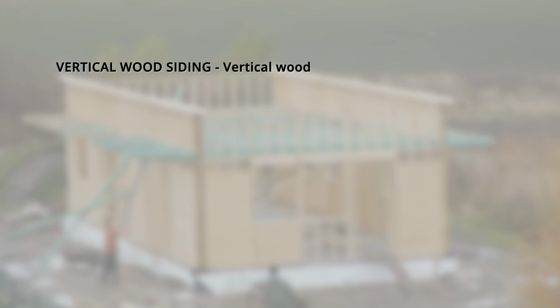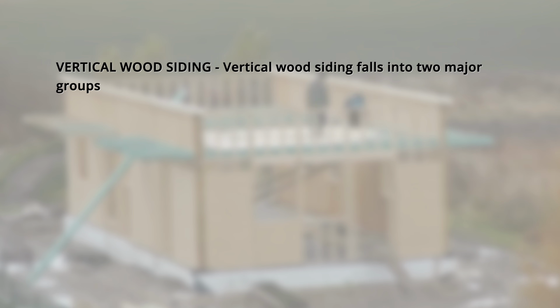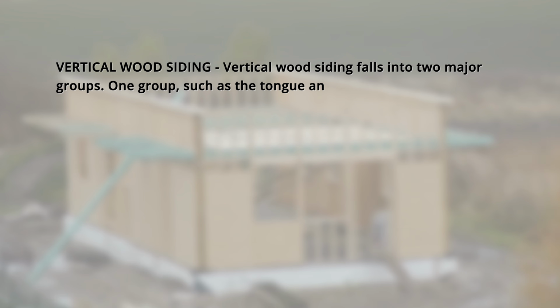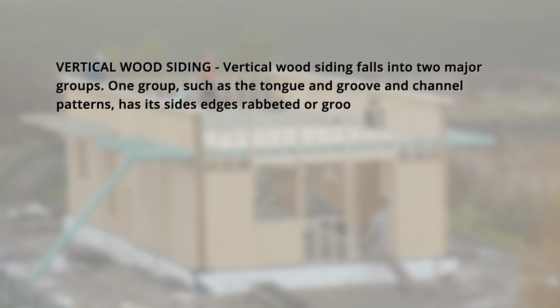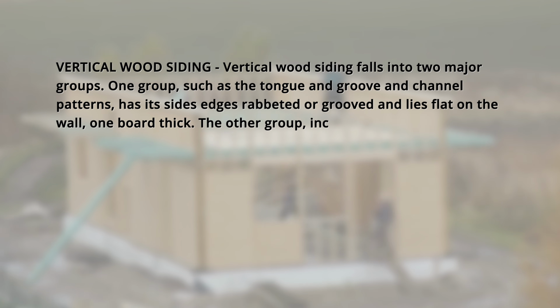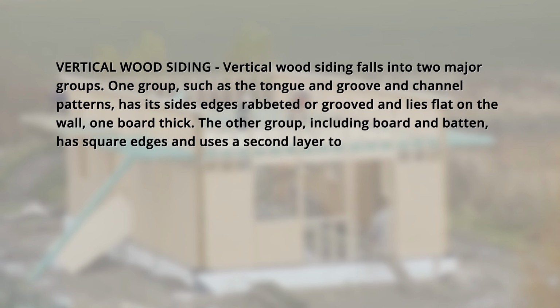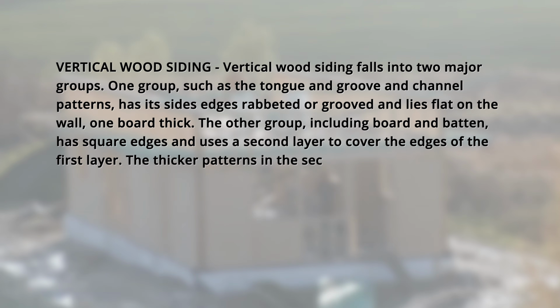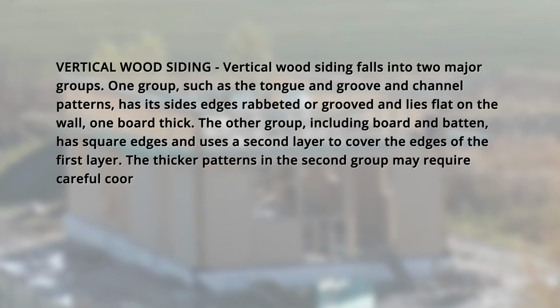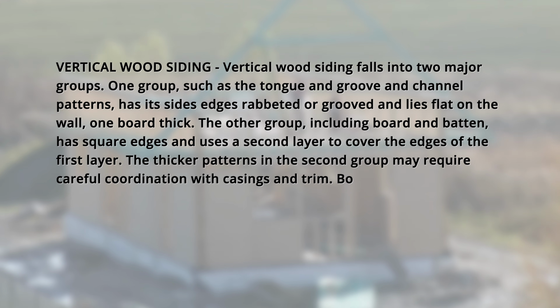Exterior finishes. Vertical wood siding. Vertical wood siding falls into two major groups. One group, such as the tongue and groove and channel patterns shown below, has its side edges rabbeted or grooved and lies flat on the wall, one board thick. The other group, including board and batten, has square edges and uses a second layer to cover the edges of the first layer. The thicker patterns in the second group may require careful coordination with castings and trim.